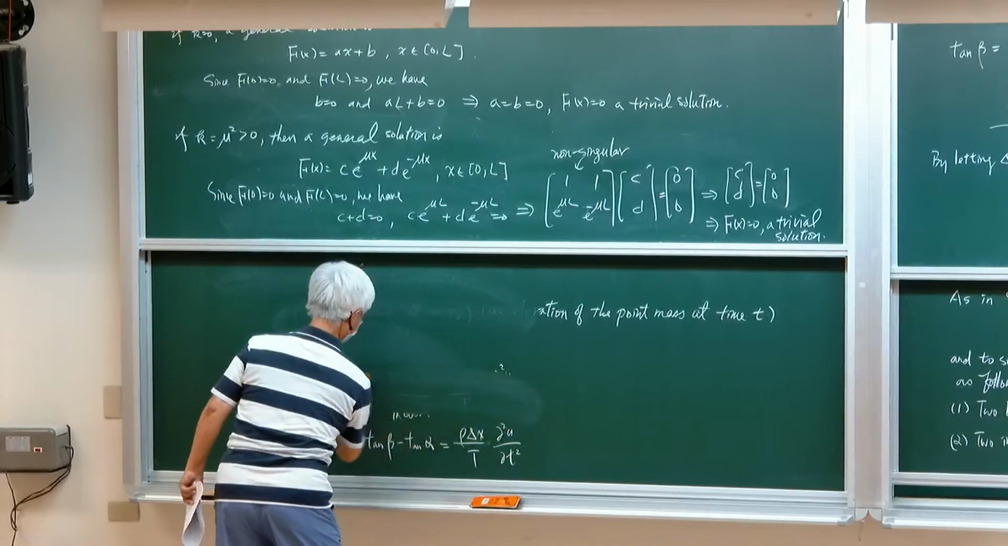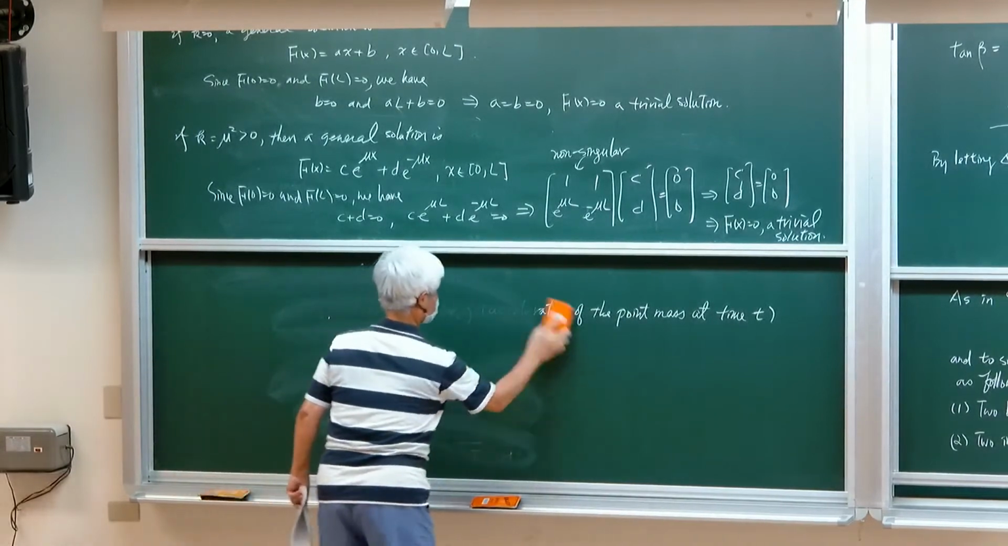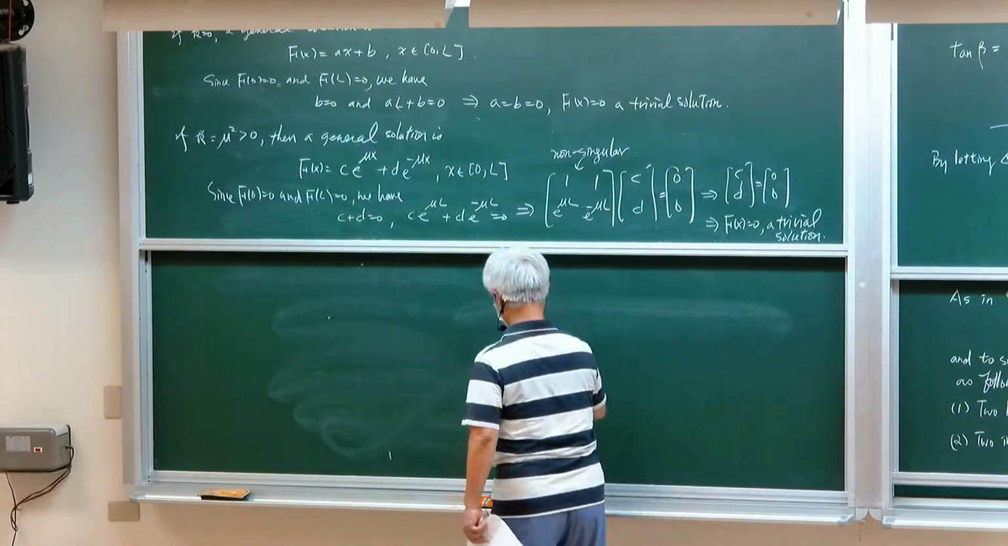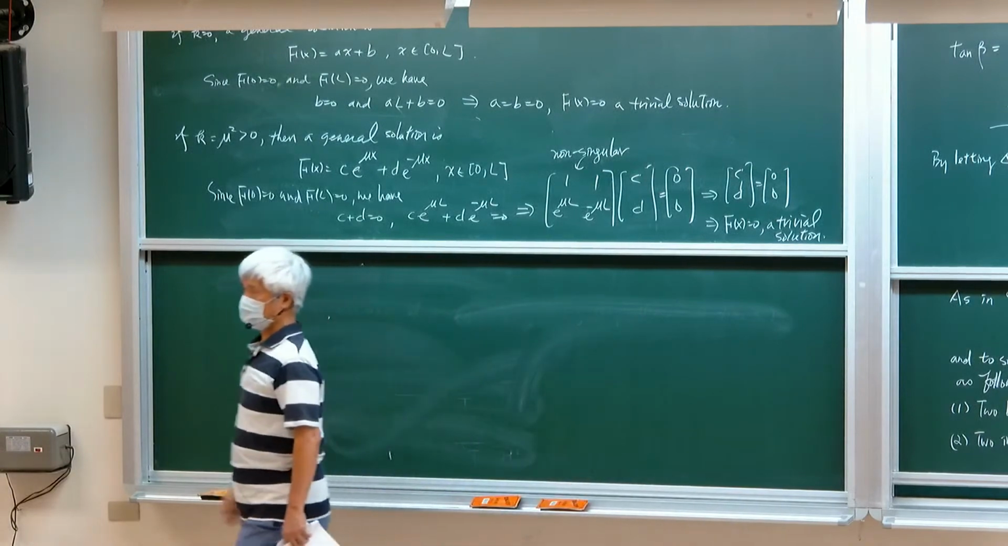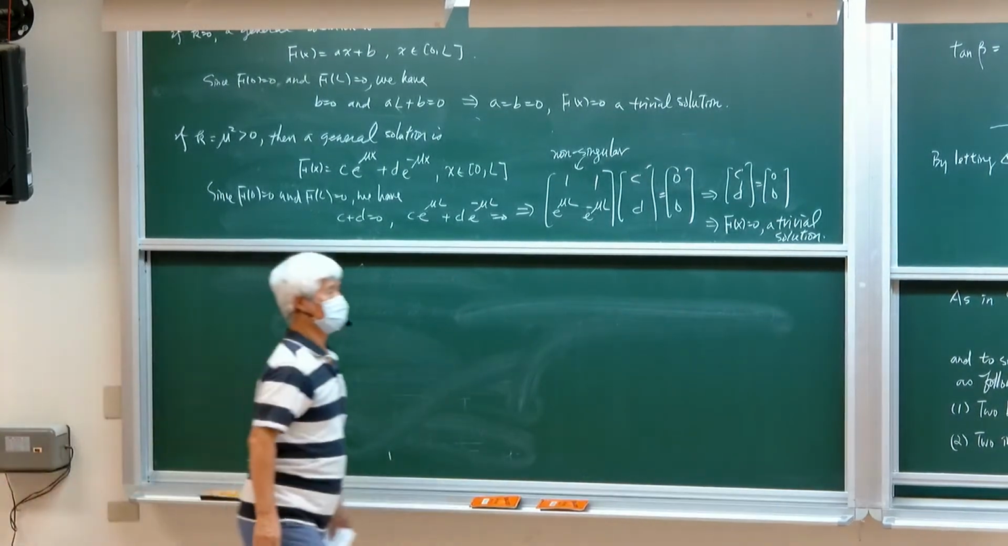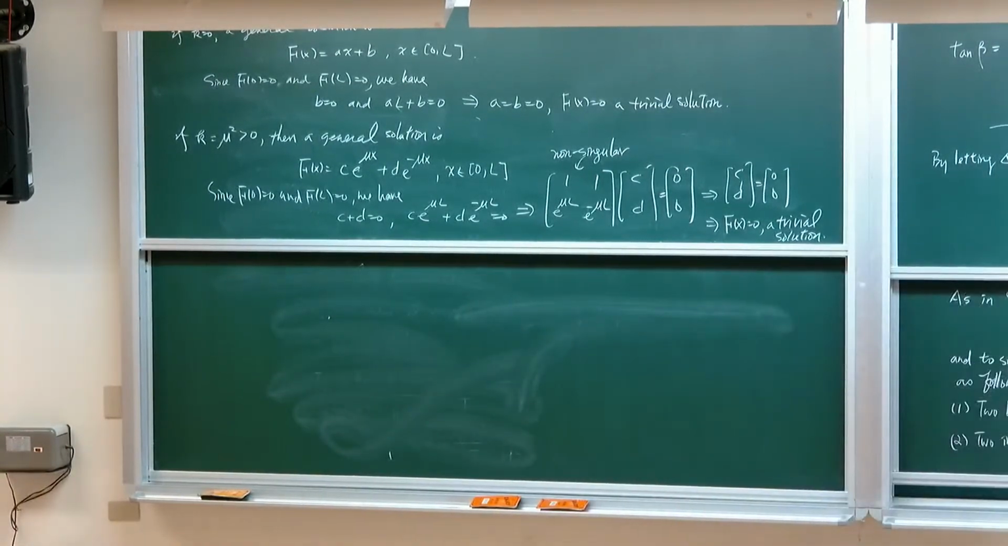So we have only the third case left, which means that k is negative. Okay, so let's take a break up to 2:20.